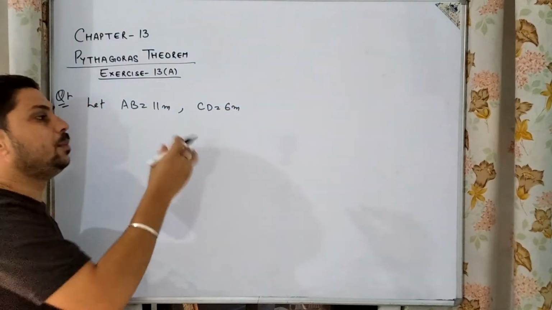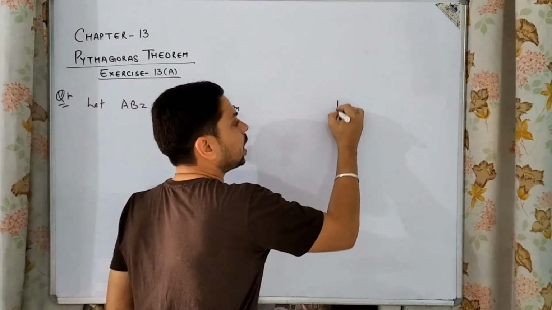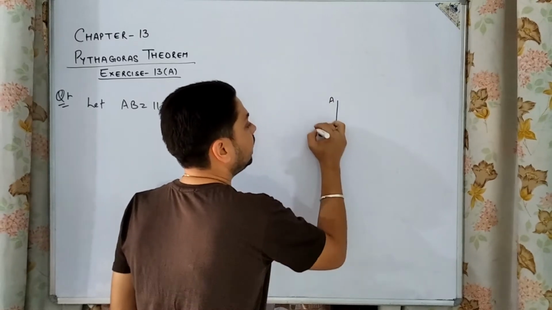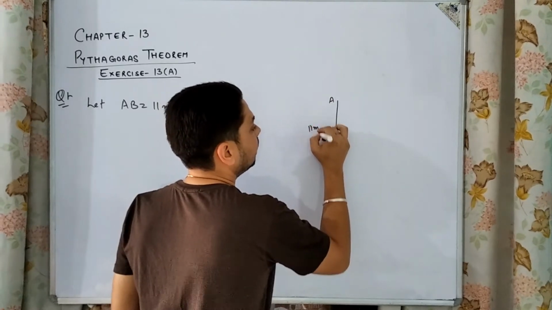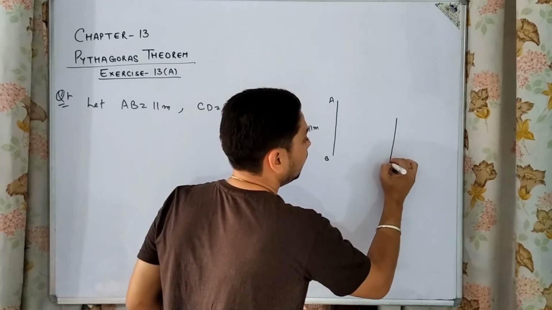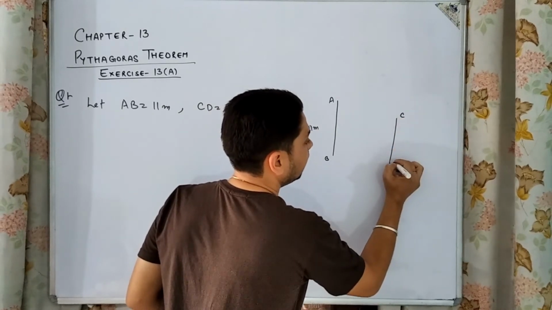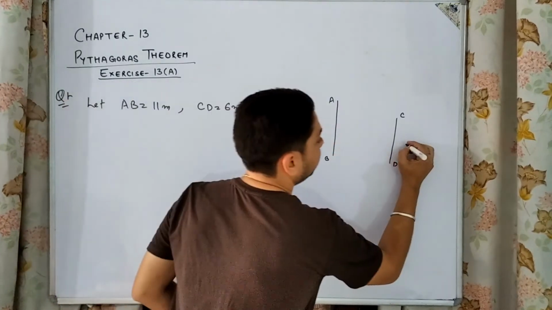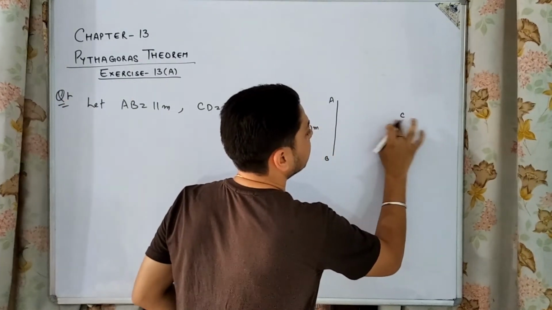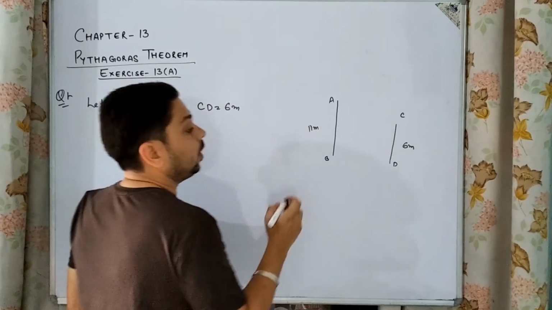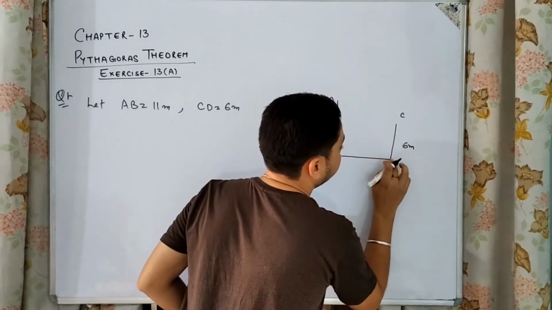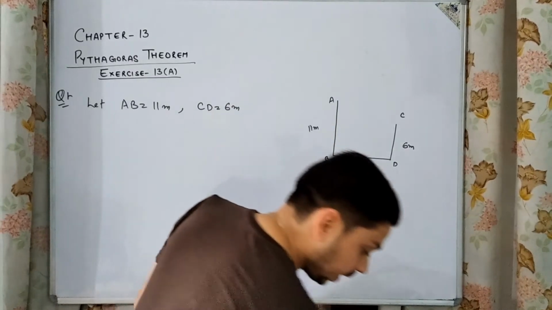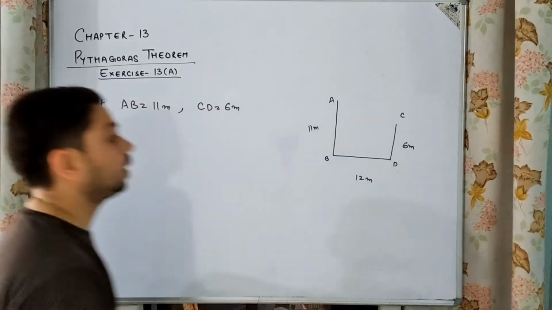So we'll make a diagram here. Two poles are given. First pole, this is AB is equal to 11 meter. Then we have another pole, this is CD is equal to 6 meter here. Now, distance between their feet, that is BD. BD is your 12 meter. Distance between their feet is 12 meter, right?